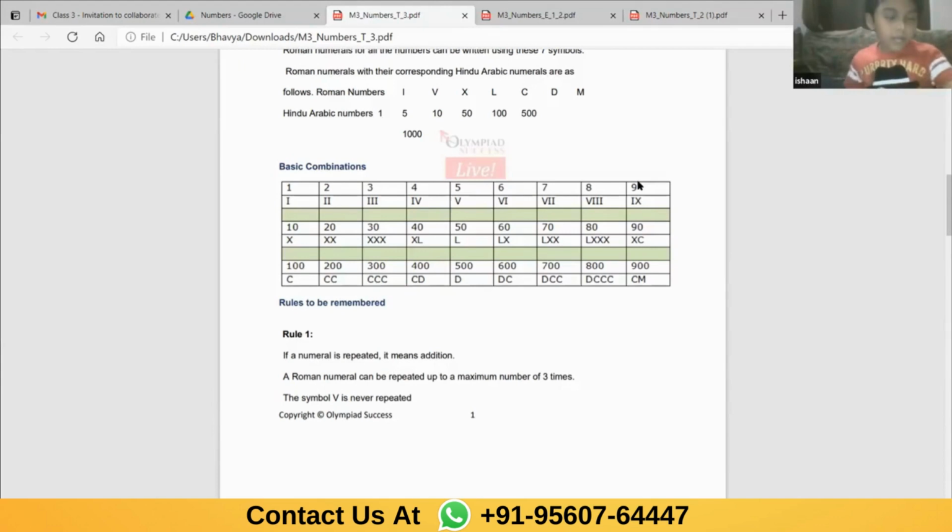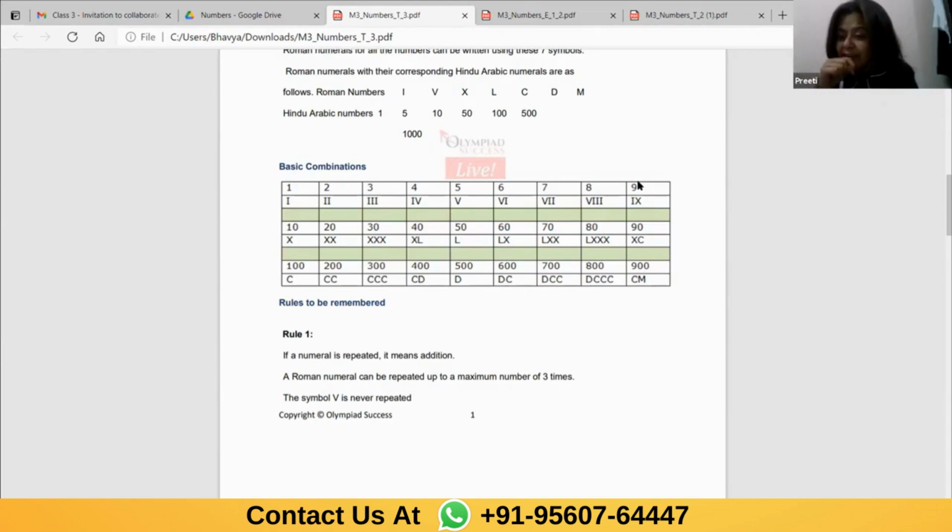Sure. For example, what is the value of I, Alarika? 1. Yes. If I repeat I 2 times, what will it be? It will be 1 plus 1. It will become 2. Okay. If I repeat I 3 times, what will it be? 1 plus 1 plus 1 is equal to 3. I cannot repeat it more than 3 times. Or it will become IV. Yes, very good.